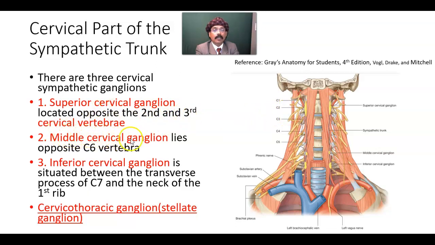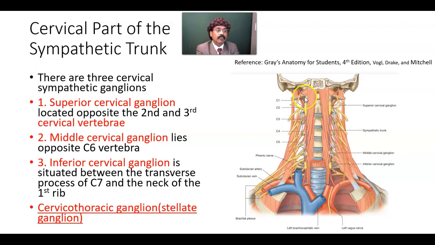The middle cervical sympathetic ganglion is smaller and is located opposite the cervical vertebra C6. The inferior cervical sympathetic ganglion is situated between the transverse process of C7 and the neck of the first rib. This is the inferior cervical sympathetic ganglion. Middle cervical sympathetic ganglion, superior cervical sympathetic ganglion.